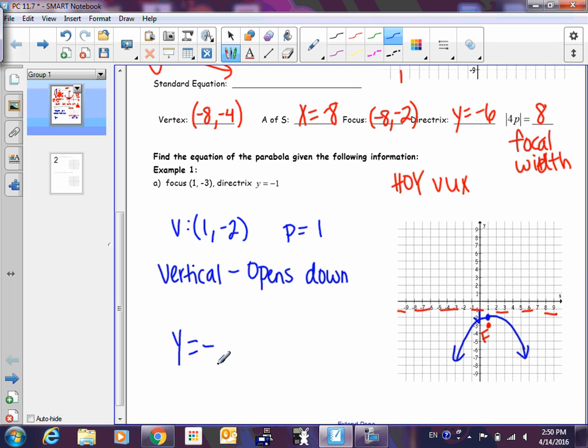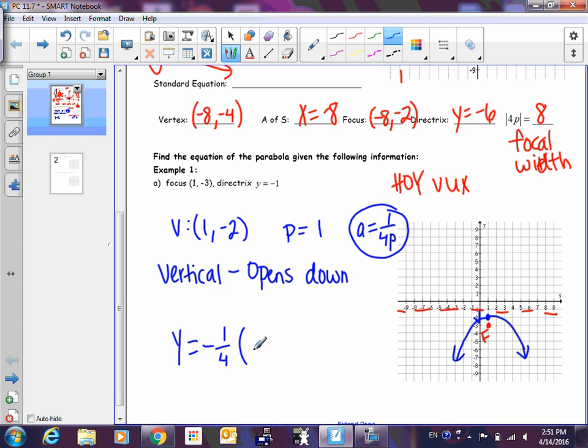Okay, P doesn't go here, but A does. And remember, the relationship is A equals 1 over 4P. And that's on your formula card. So if P is 1, then what's A? 1/4. 4 times 1, which is 1 over 4. And the negative is there because of the direction, opening down. Okay, parenthesis.